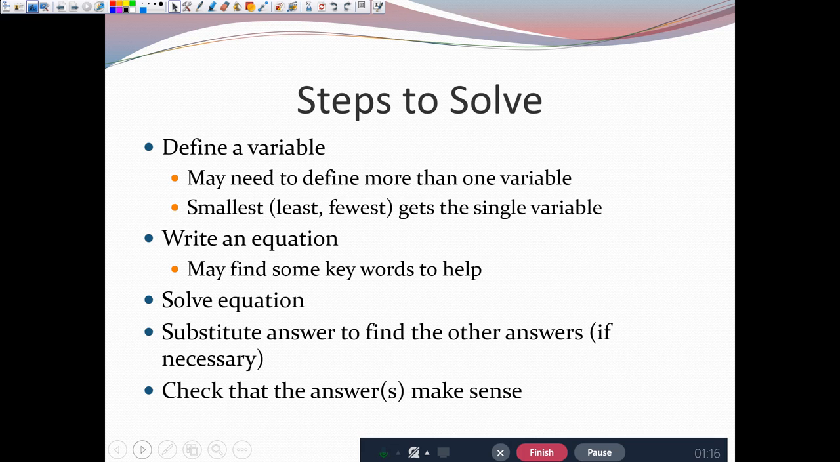If we're looking for the number of people and the answer is negative, does that make sense? No, we're not going to have a negative amount of people. Okay? So make sure that you check to make sure your answer makes sense. Also, if it's asking for the sum of 3 numbers, maybe you should check to see if all 3 numbers add up to equal that sum. Okay?